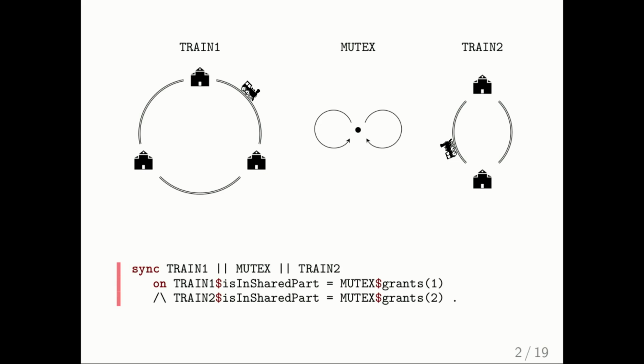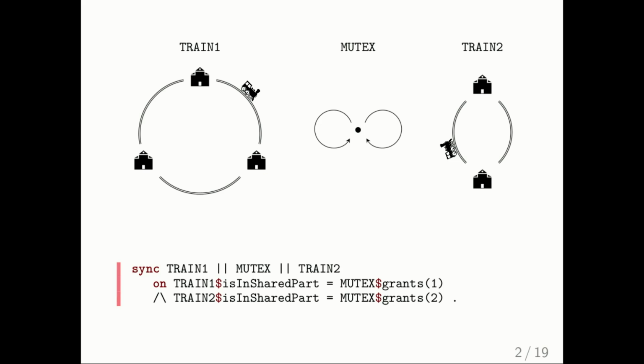This simultaneous execution is represented by this instruction. It specifies that the three systems must be composed and synced according to the two conditions or criteria given. That train 1 is in the shared parts when the controller grants access to it, and similarly for the second train.